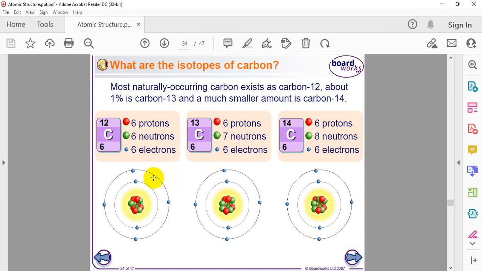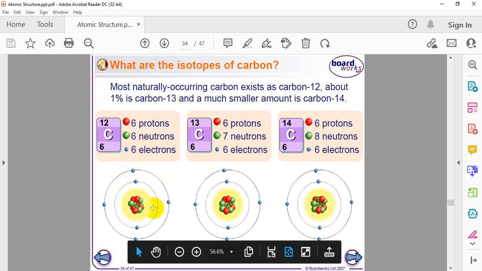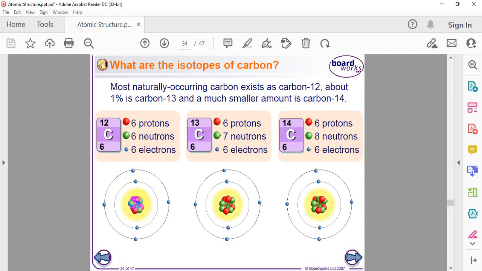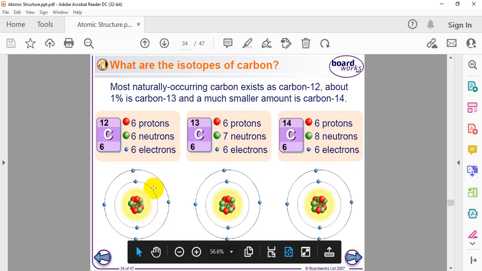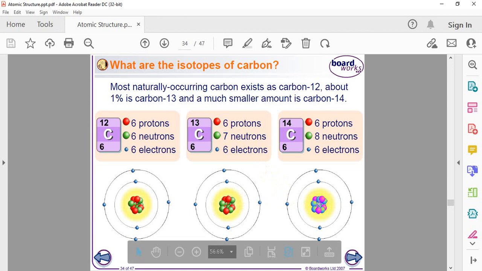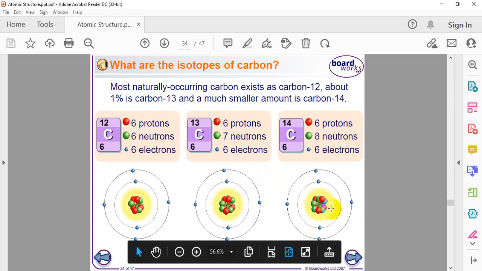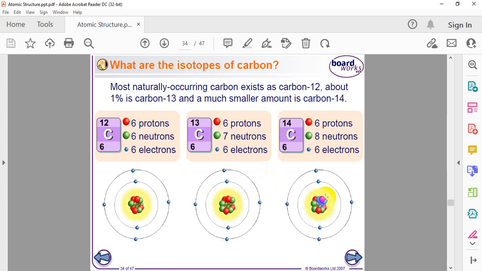So, as represented in the diagrams below, for carbon 12, it has the same number of protons, the same number of neutrons, the same number of electrons. 6, 6, 6. When we come here, the electron number is not affected. It's still 6. But the neutron increased by 1. So the green balls will increase by 1, making 7. The same way over here, the green balls will increase by an additional 1, making what? 8.